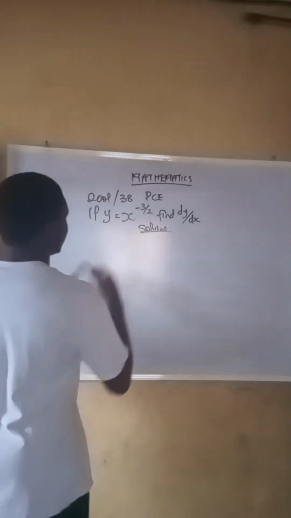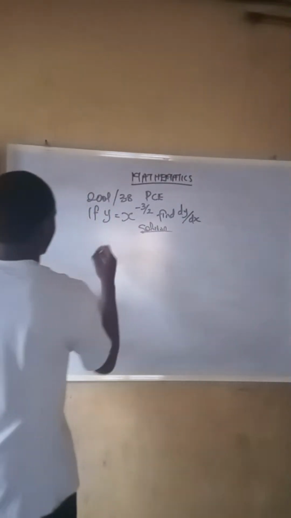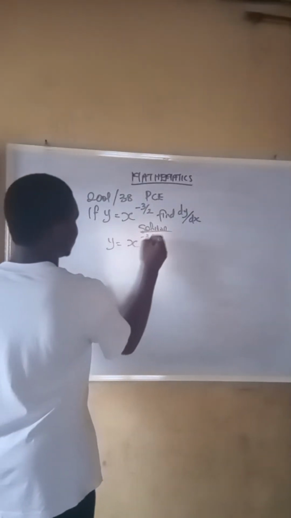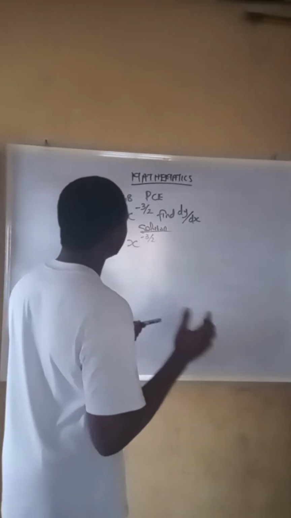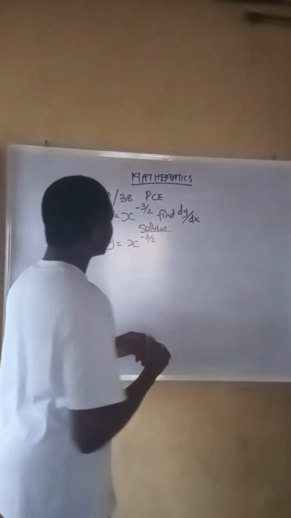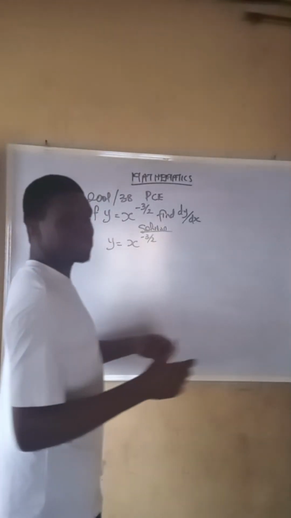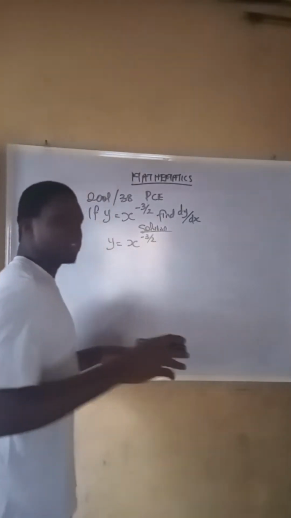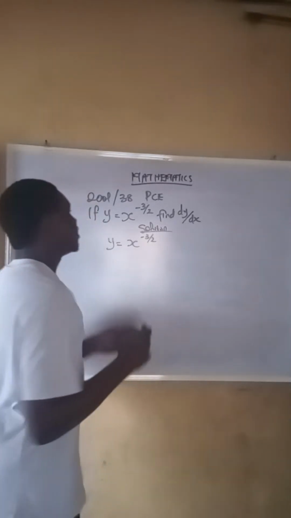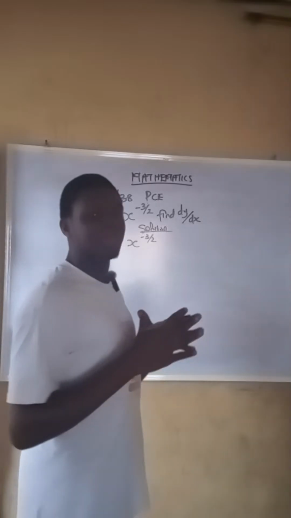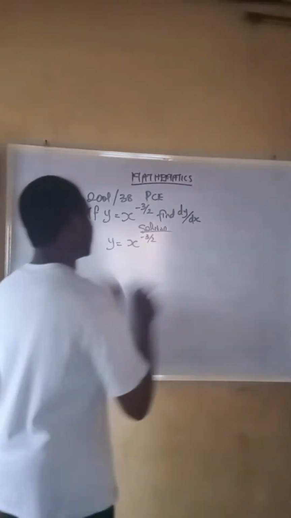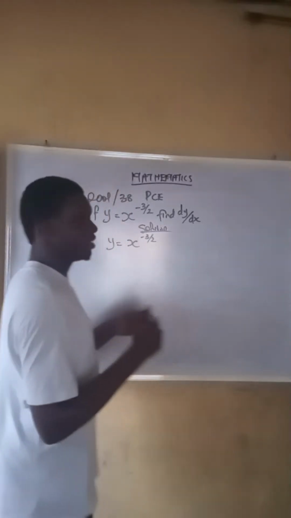So now let's proceed. We have y is equal to, let's write it again, y is equal to x to the power of negative 3 divided by 2. So what do you do next? What do you do next in this case? For you to solve this problem, you need to know the formula for differentiation. You need to know that when you are deriving a function, it can be done in two ways. The first way is by using the first principle, and the second way is by using the differentiation formula. But for now, we are going to be using the differentiation formula.